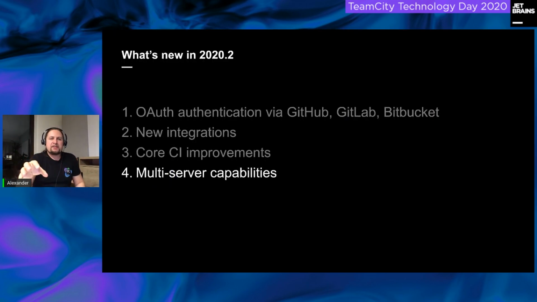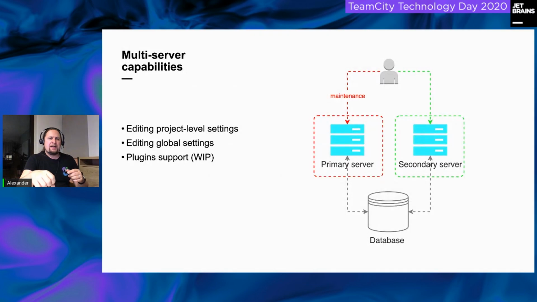Multi-server capabilities. So, you can make multiple TeamCity servers work together in a cluster. And yeah, you do this to get a high level of performance and reliability. And this is primarily required for very large installations with hundreds and thousands of build agents. Our goal here is to enable your team to keep working with TeamCity while the primary server is under maintenance.